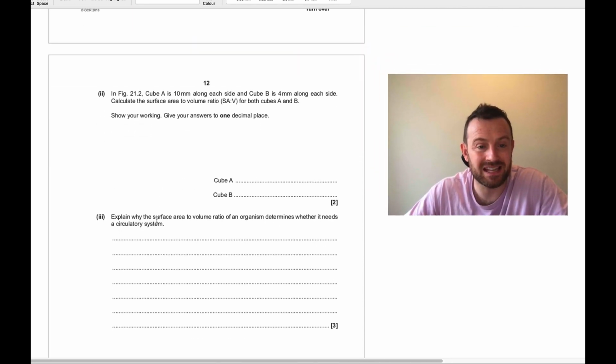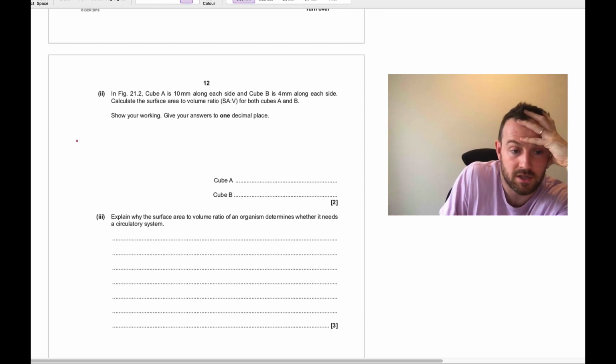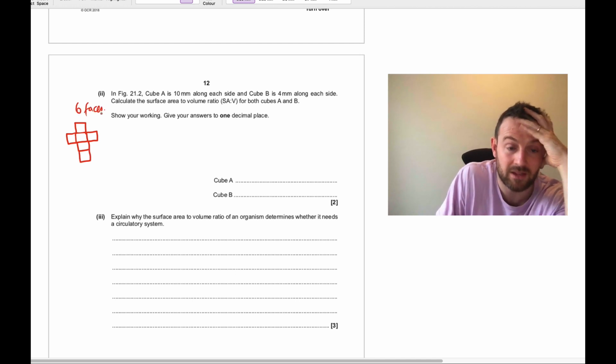Cube A is 10 millimeters long, and cube B is 4 millimeters long. Calculate the surface area for both cubes. Well, first thing, if you have forgotten how to do this, you need to think about what a cube is as a net. The net for a cube looks kind of like this. If you fold it up, there are 6 faces to a cube. That's going to help.